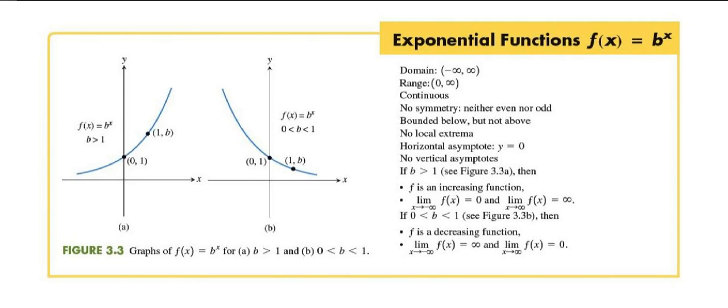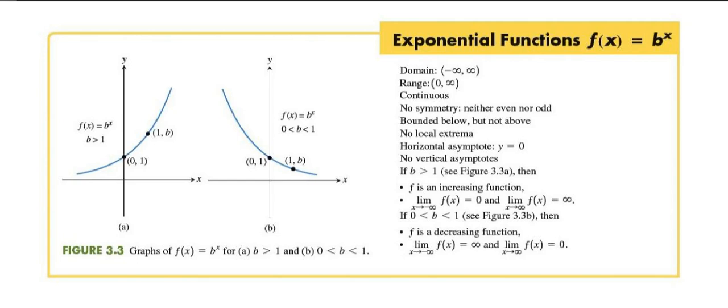Does this have any vertical asymptotes? No. How do you know that they don't have vertical asymptotes? Because vertical asymptotes come from the what? Denominator. We don't have a variable denominator. They're continuous functions. Do they have a horizontal asymptote?